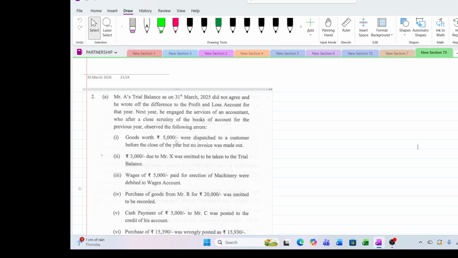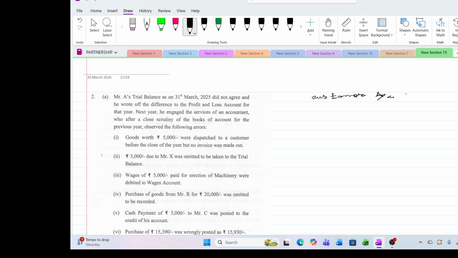So the first one is goods worth 5,000 were dispatched to a customer before the close of the year, but no invoice was made out. What would have happened if the invoice was made? If the invoice is not recorded, this sale is not taken into account. Because it is a sale before the close of the year, the customer account is to be debited because the sale is completed. Customer account is debited and goods have gone out. Customer account debit to sales account. This should have been the correct entry, but it is not recorded at all as the invoice was not made.